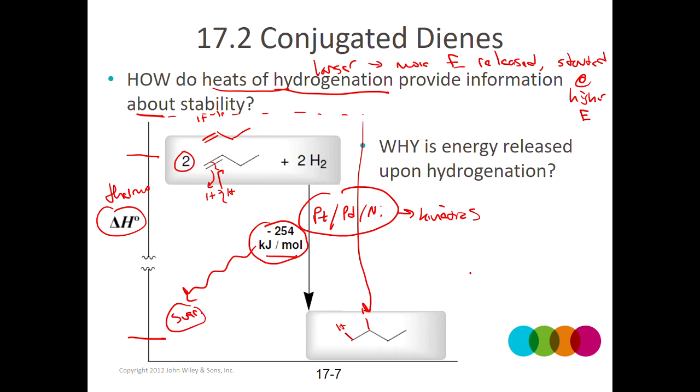So what if we did this on this alkene? Instead of one butene, maybe we worked with two butenes. So let's say we took two of those, and we added hydrogen to produce an alkane. Would that release more or less than 254 kilojoules per mole?